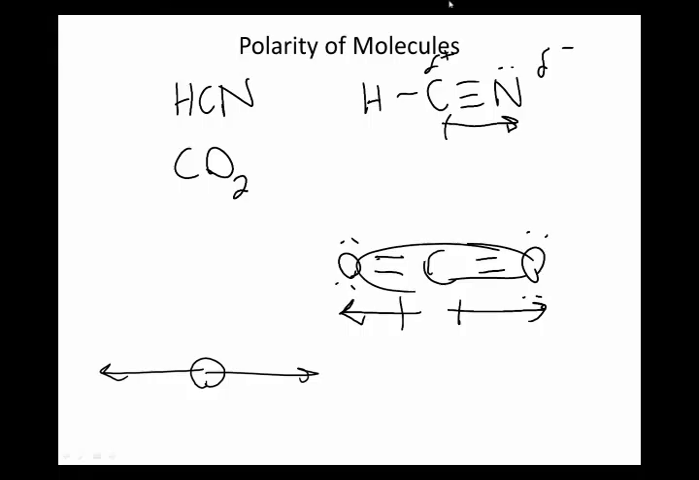Because these are both the same atom, right, they end up pulling with equal force. So you get a nonpolar molecule. Though there are polar bonds, they are exactly evenly distributed. So this molecule ends up being nonpolar. This molecule, HCN, ends up being polar. Right? Okay. We got to look at a few other things. Okay.